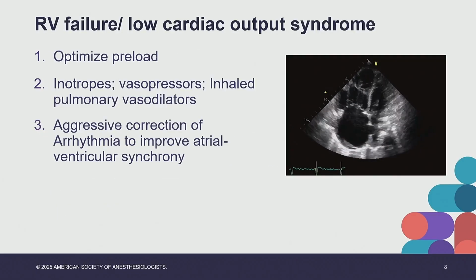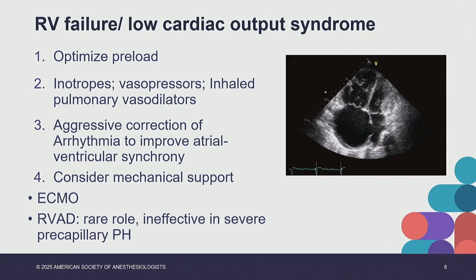When despite all of these interventions the RV continues to fail, it's time to escalate. So mechanical support with VA ECMO can stabilize the patient by offloading both the RV and their pulmonary circulation. RVADs, on the other hand, have a very limited role in severe pre-capillary PH because they just cannot overcome the fixed afterload in the pulmonary circulation.